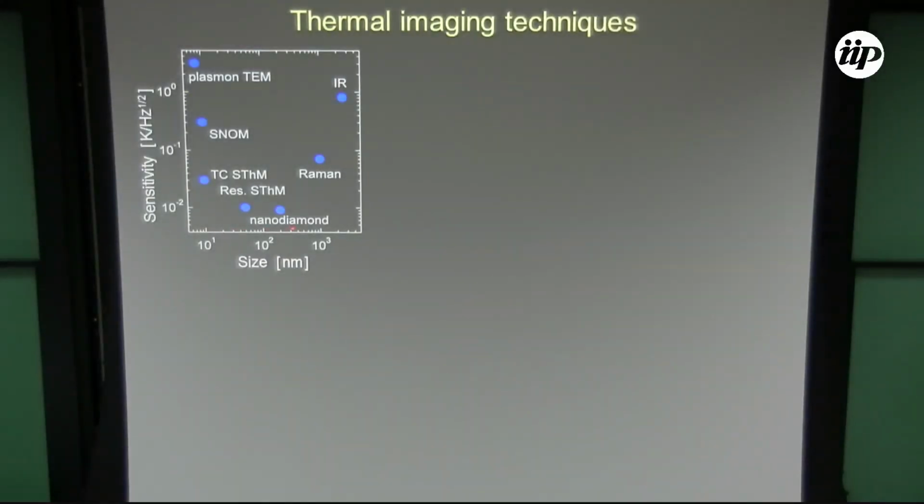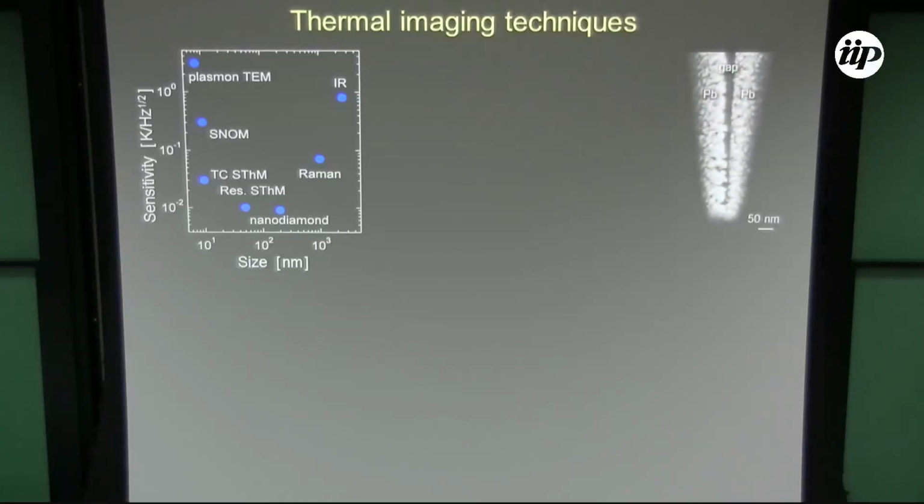So this is a comparison of various thermal imaging techniques in terms of their sensitivity and the spatial resolution of the thermometer. And it ranges from a few microns down to 10 nanometers. And the best of them have a sensitivity of about 10 millikelvin per square root hertz. So for example, the infrared that you saw before is somewhere here. And we have Raman, we have fluorescence in nanodiamonds, and so on.